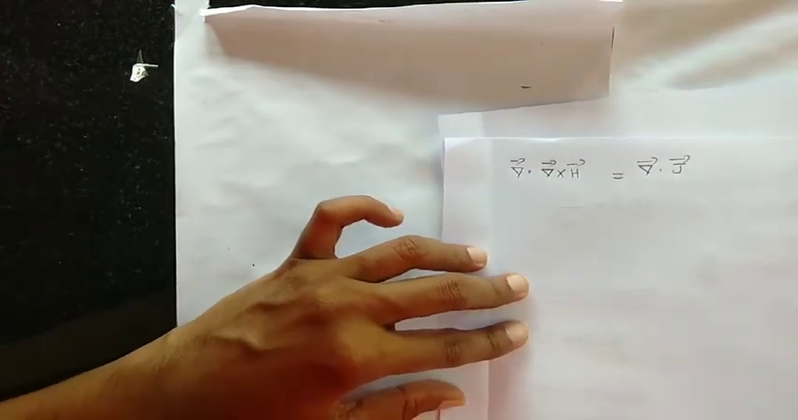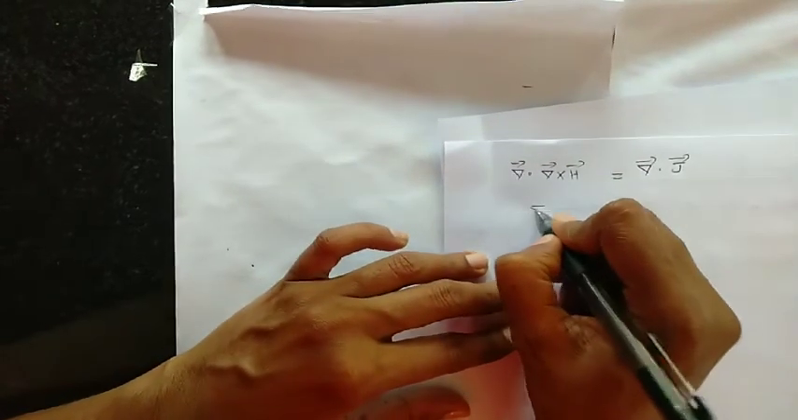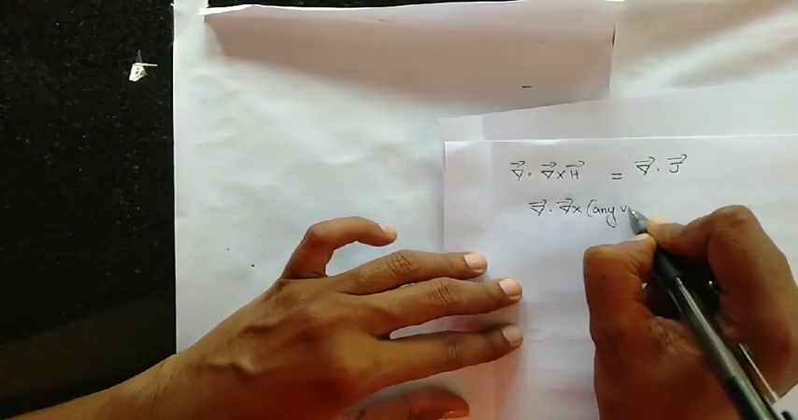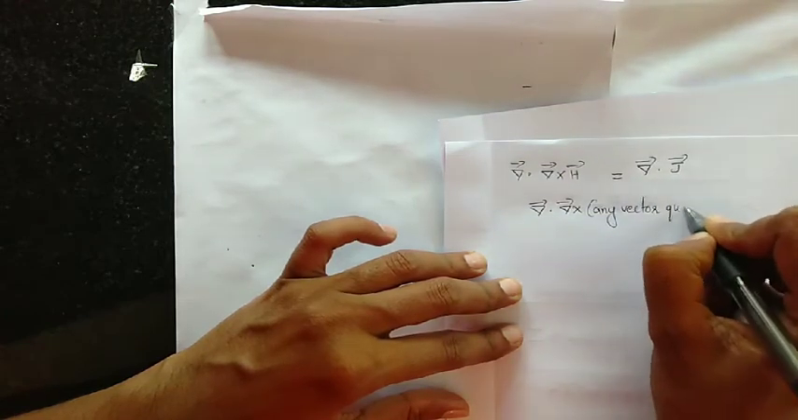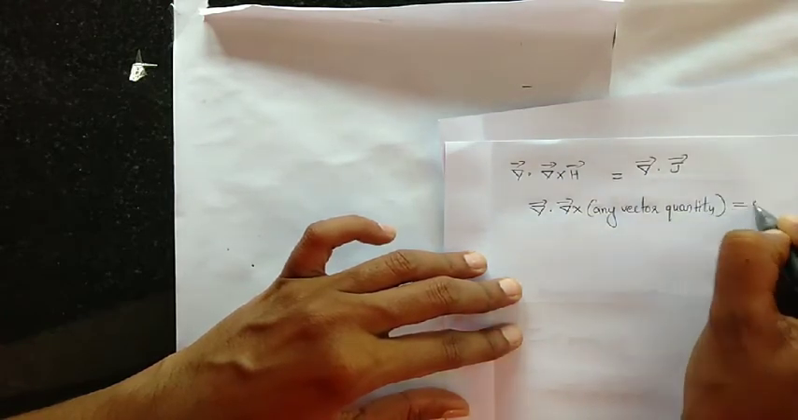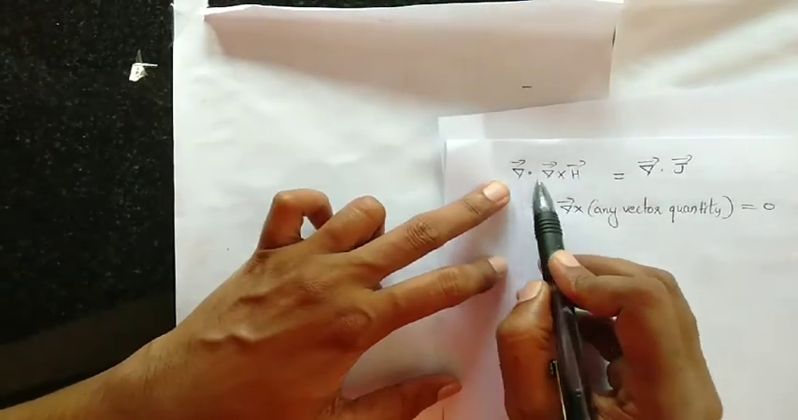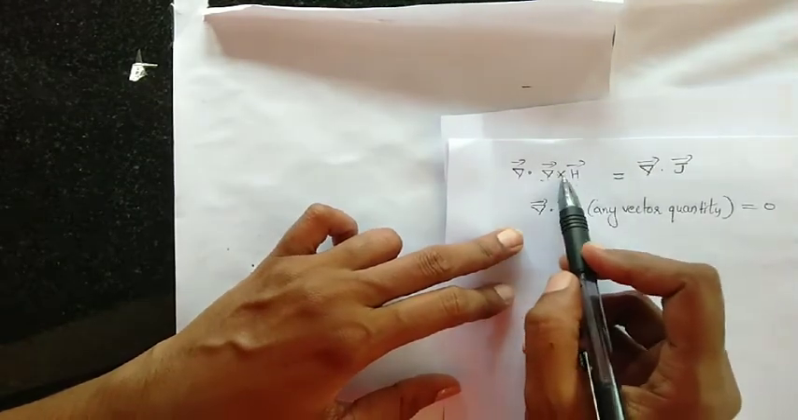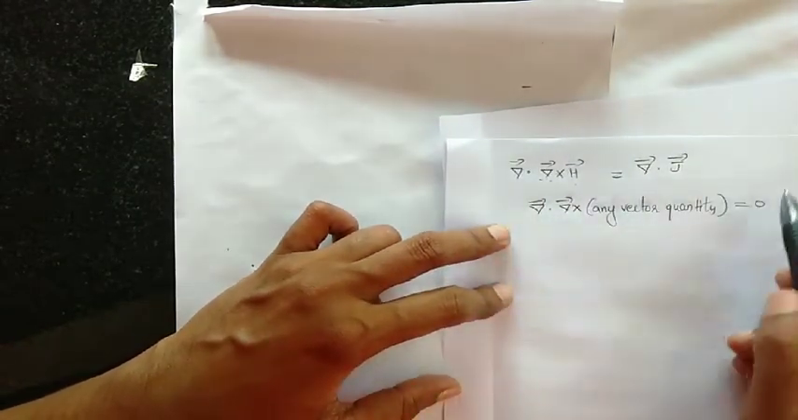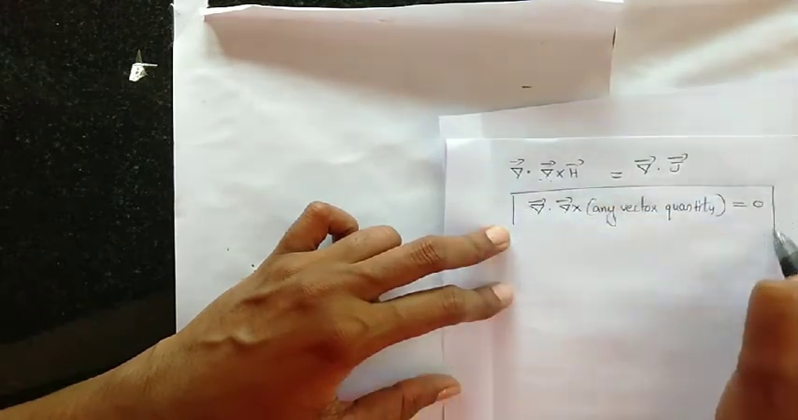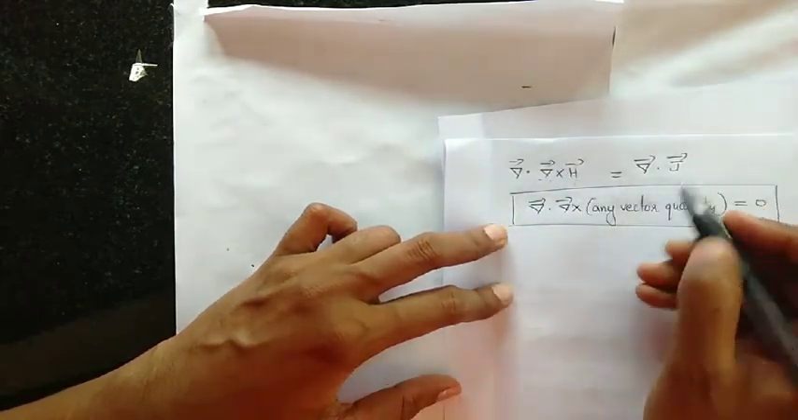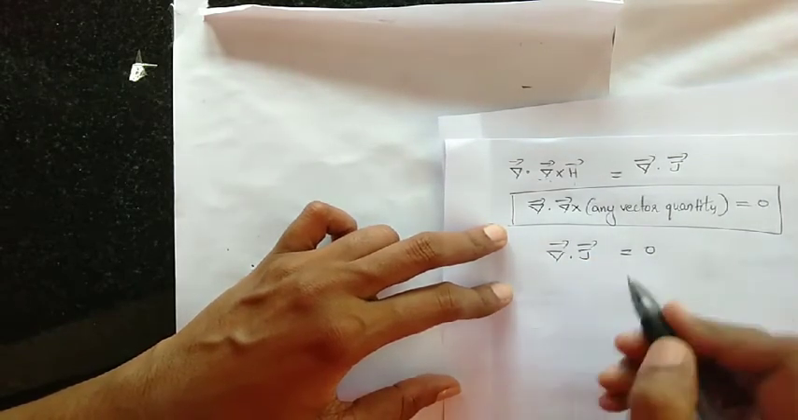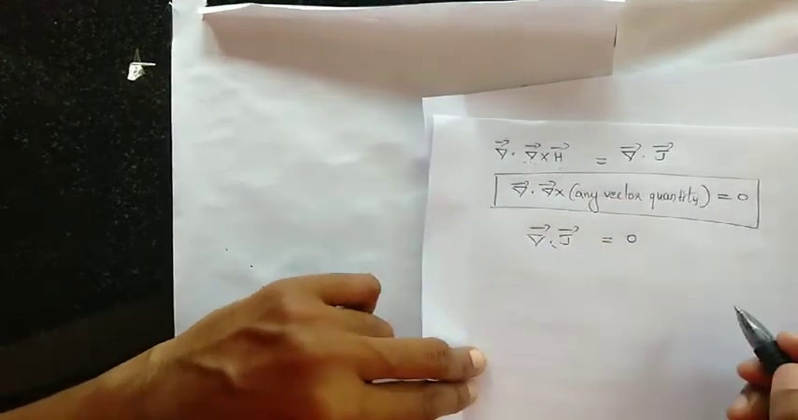But there is a very important vector identity, that del dot del cross of any vector quantity will be equal to 0. That means here it is del dot del cross of a vector quantity, which is the magnetizing field. Its value should be 0 according to the vector identity. So by applying this vector identity, you will get del dot J equal to 0, but it will violate our equation of continuity.